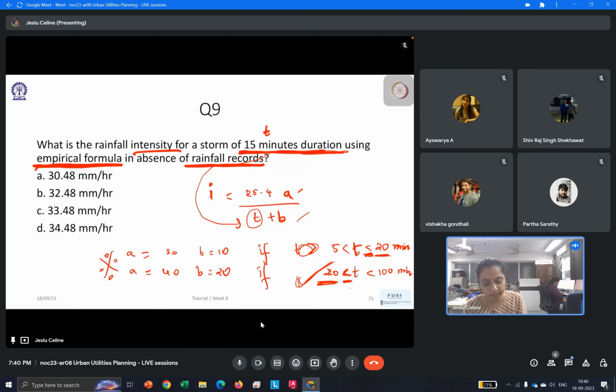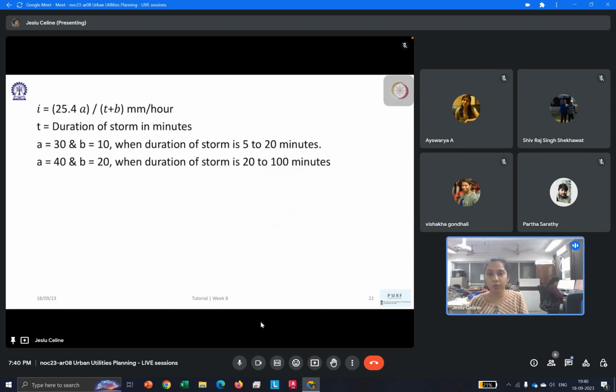So in this case, the duration is 15 minutes, which means it's less than 20. So we will go with A is equal to 30 and B is equal to 10, which is what is written over here. So let's go with that calculation. I is equal to 25.4 into A, which is 30, divided by duration, which is 15. The duration is in minutes itself, because we are using everything in minutes, so we need not convert over here. Plus B, so plus 10.